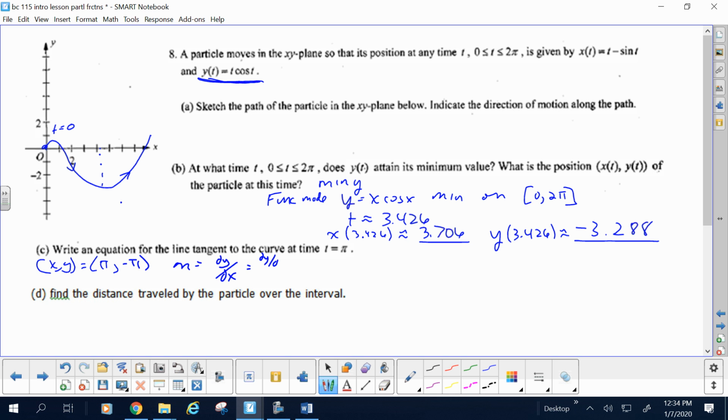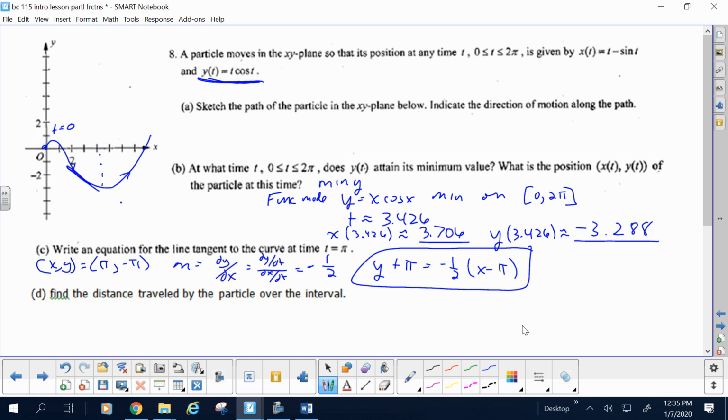Okay. How do we find the slope? dy/dt over dx/dt, yeah? Now you could do that by hand or by calculator. Does anybody have that calculation for me? Negative 1/2? Yeah, that's good. So y minus negative pi, so y plus pi is negative 1/2 times x minus pi.